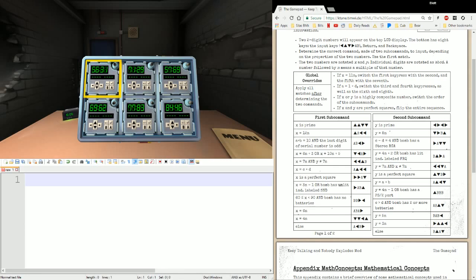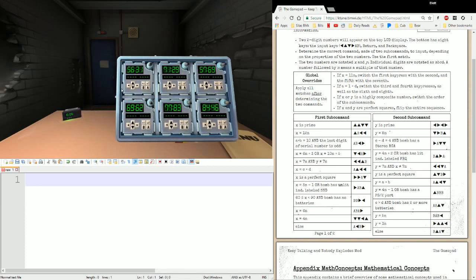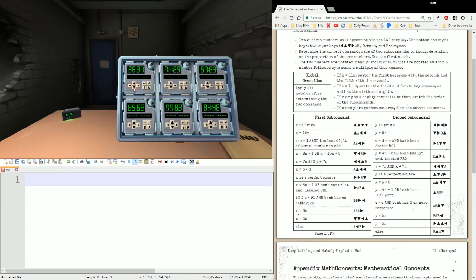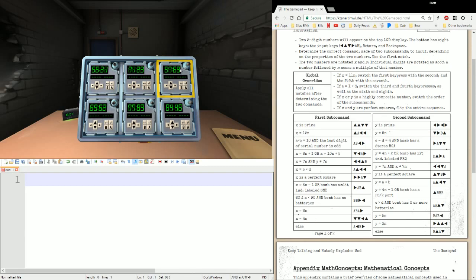This time we're hitting the Gamepad. Gamepad, as you can see here, is a set of inputs: ups, downs, lefts, rights, B's, A's, backspaces, and submits or enters. This module does require edge work, so let's hit that first before we dive in.